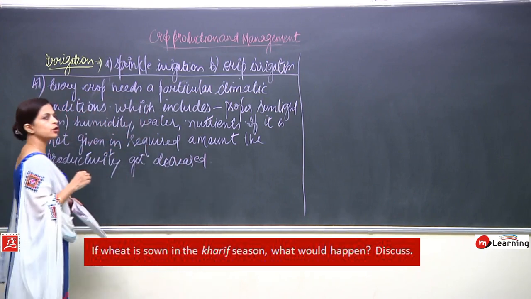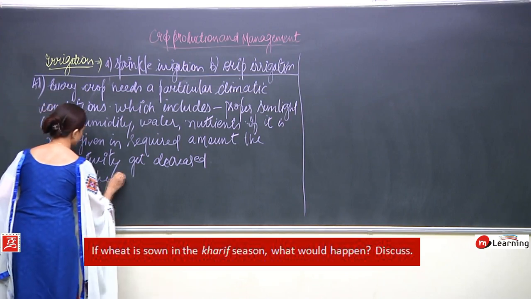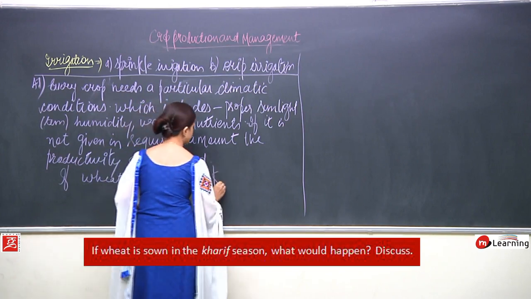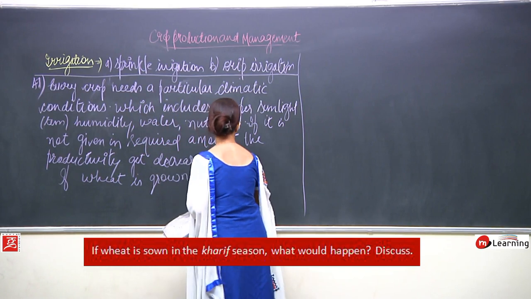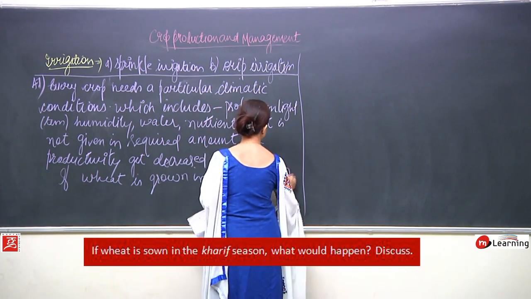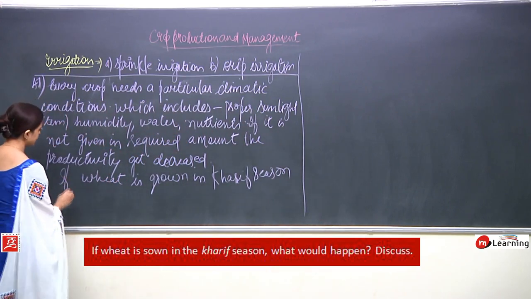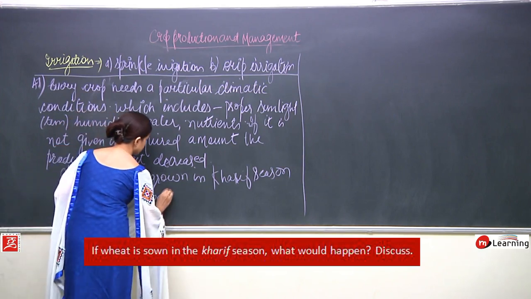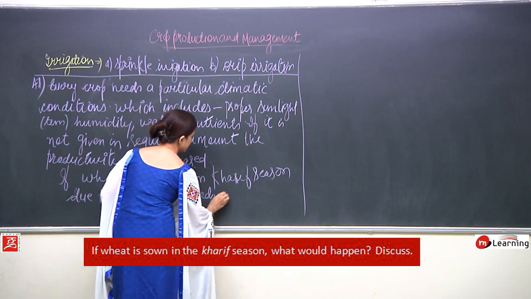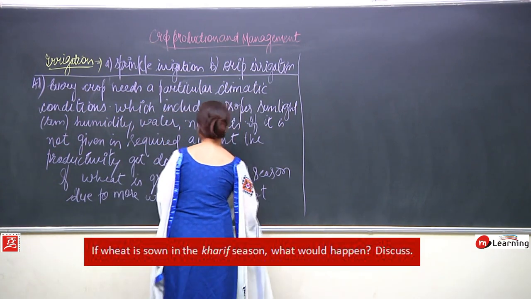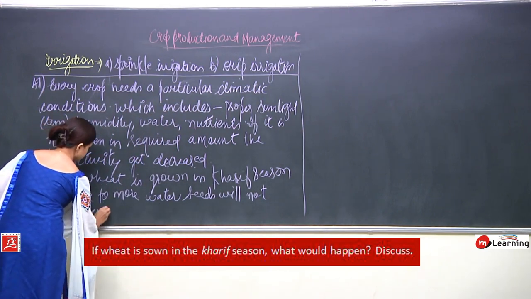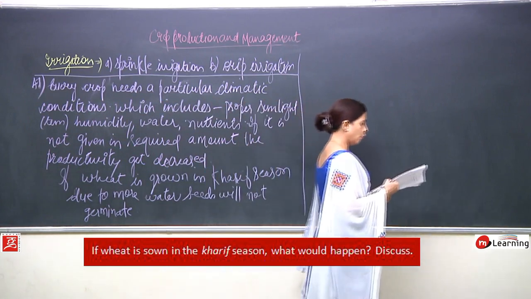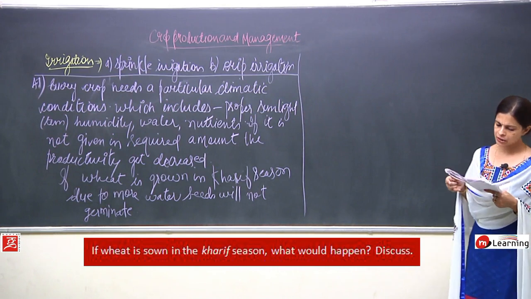And in the case of a wheat field, what happens? If wheat is grown in kharif season, due to more water, seeds will not germinate. Seeds will not germinate. Hope you all understood this question. Now, come to the next one.